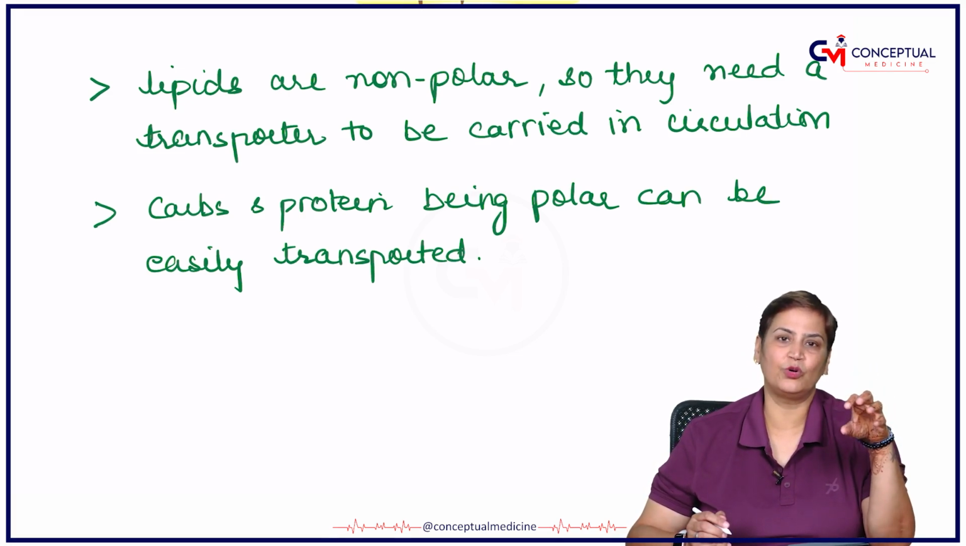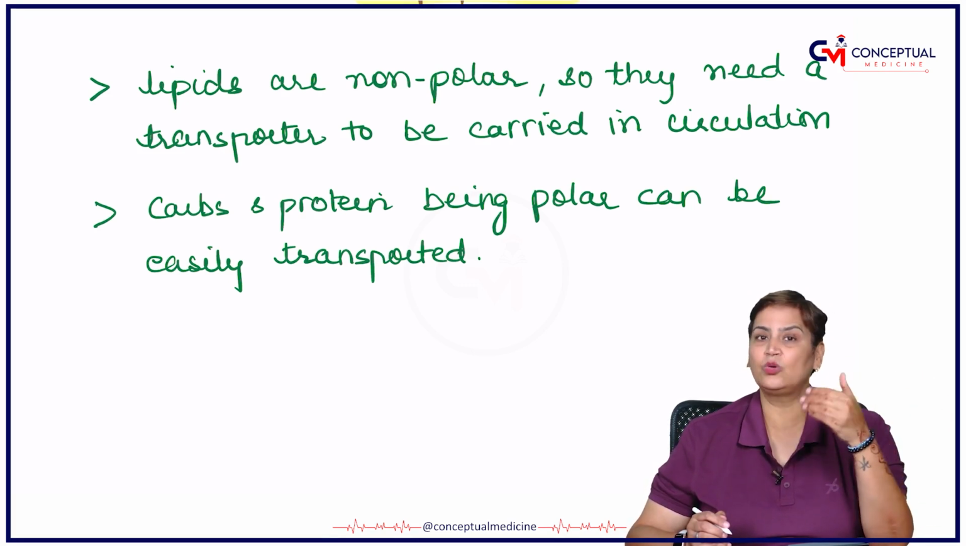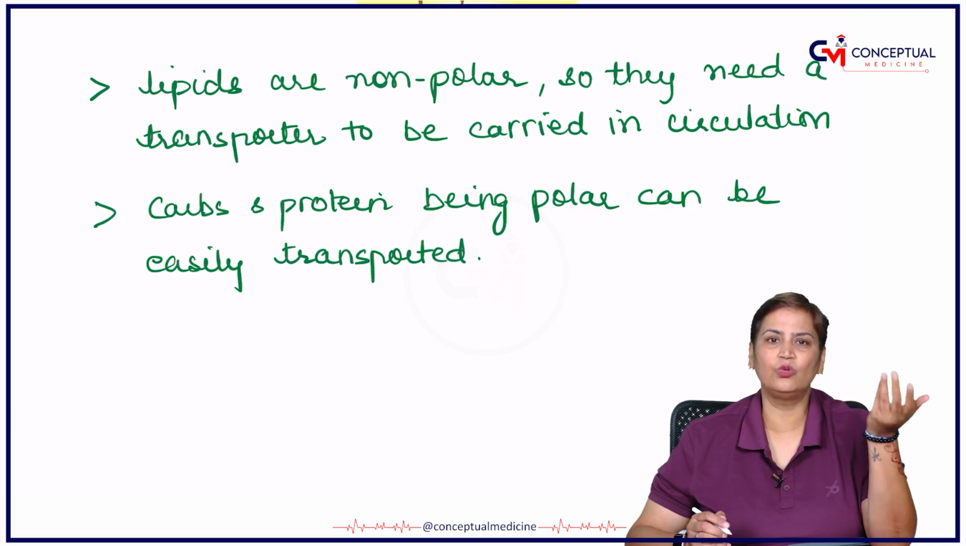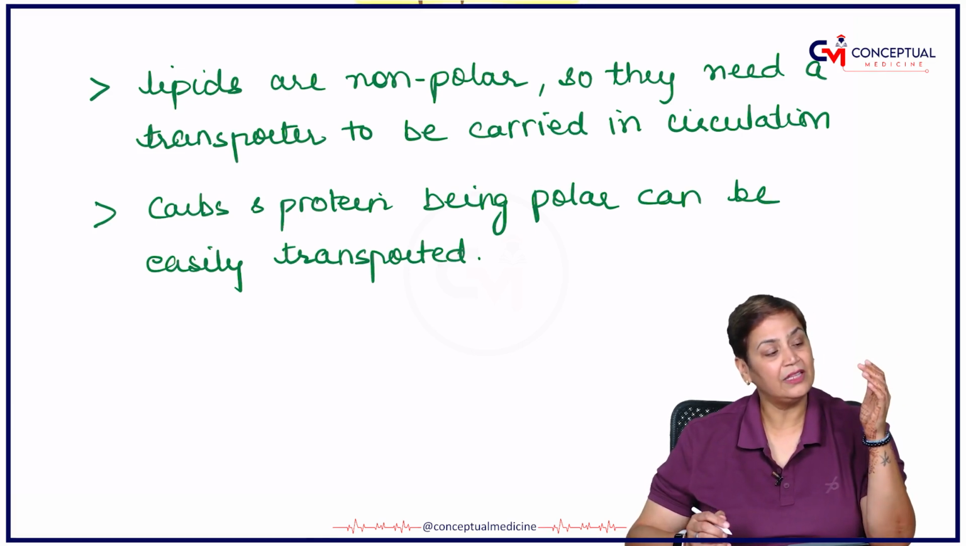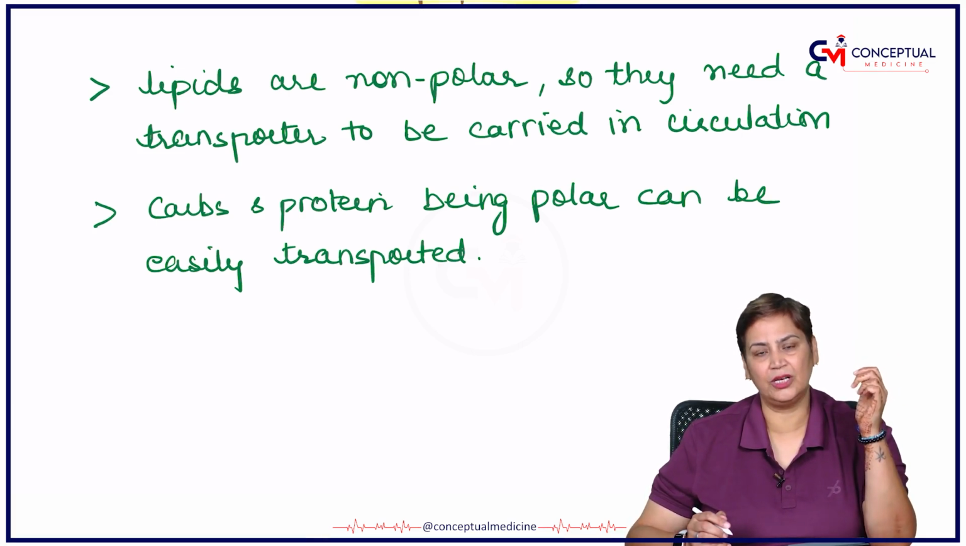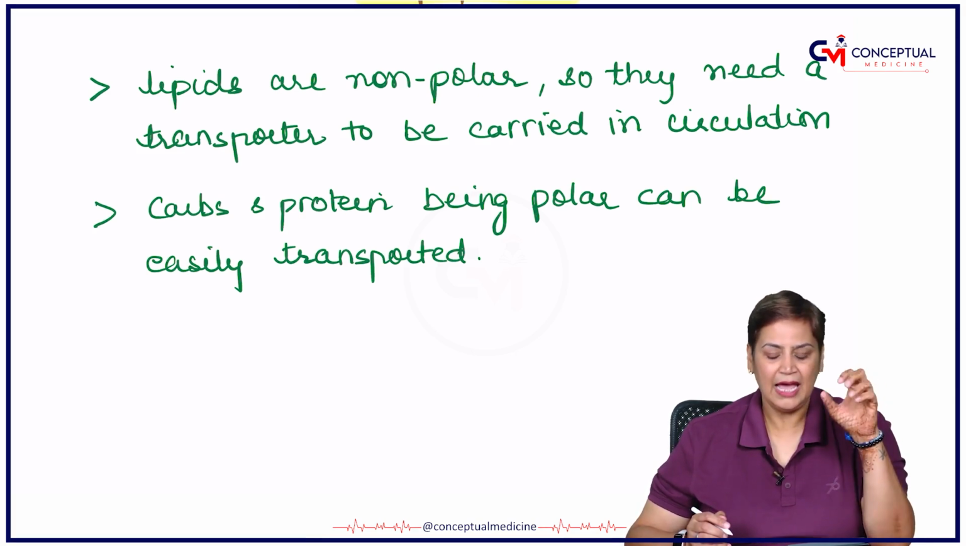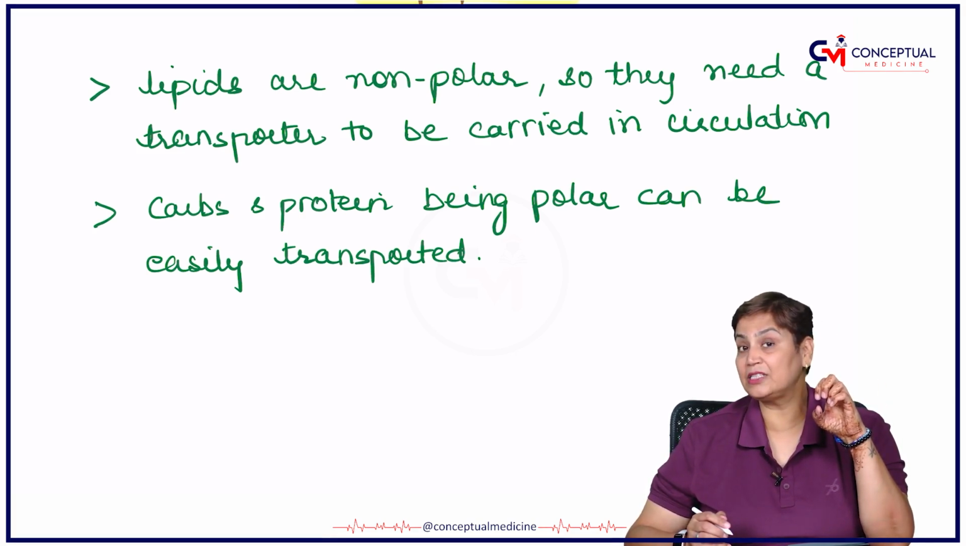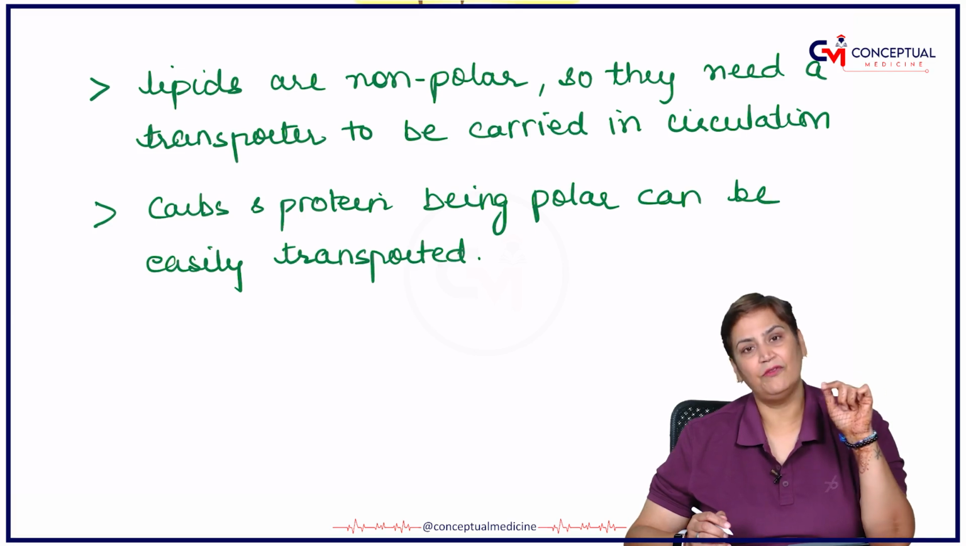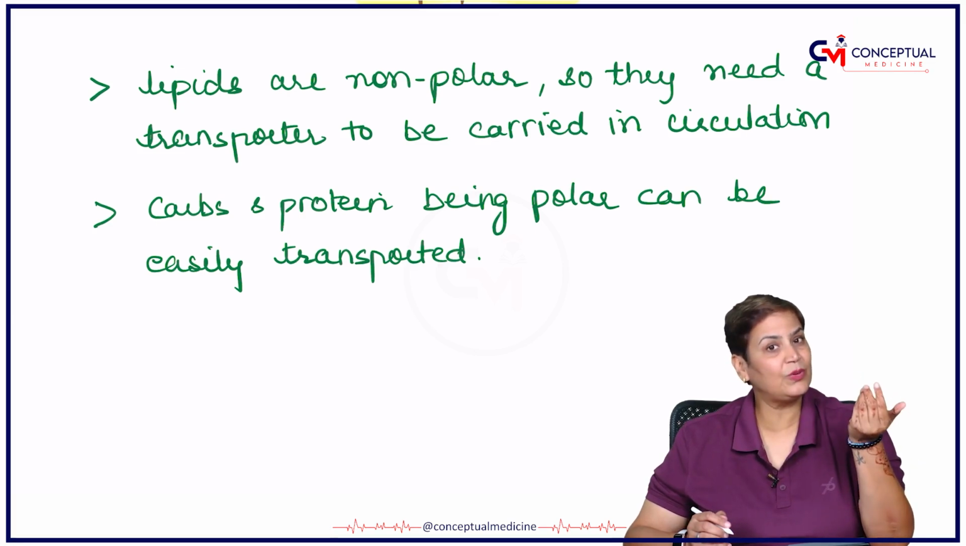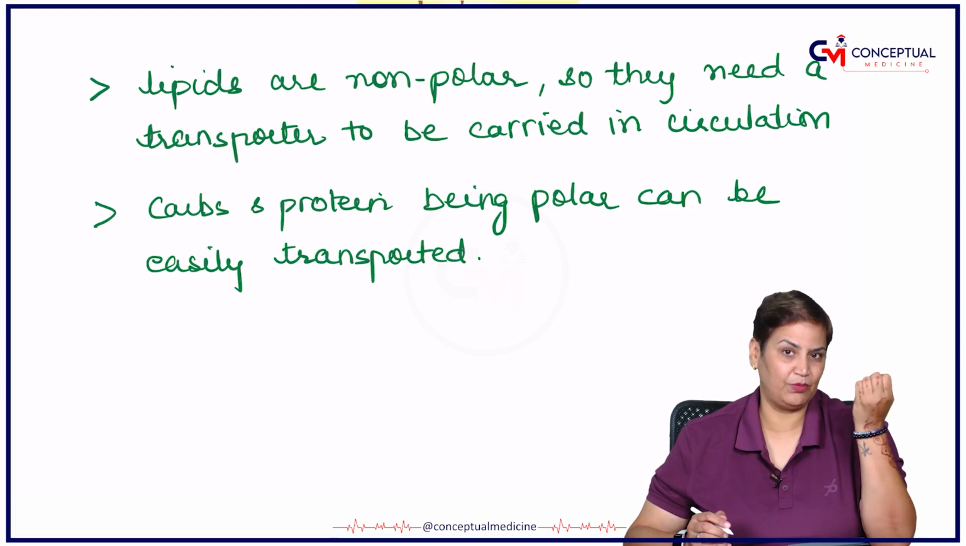With the help of those proteins, they will be carried from one place to another, like from the intestines to adipose tissue, to the liver, to the brain, wherever they have to travel. The moment they enter circulation, they require a protein. And just the protein component is known as an apoprotein. When this apoprotein combines with a lipid, it is known as a lipoprotein.